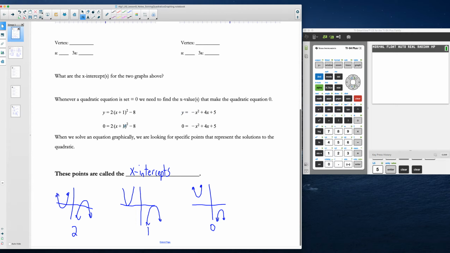And we could do this algebraically. And in fact, we've done this one algebraically this year. We're going to talk about how to do this algebraically in a couple lessons. We're going to use something called the quadratic formula. I keep saying that, don't I?